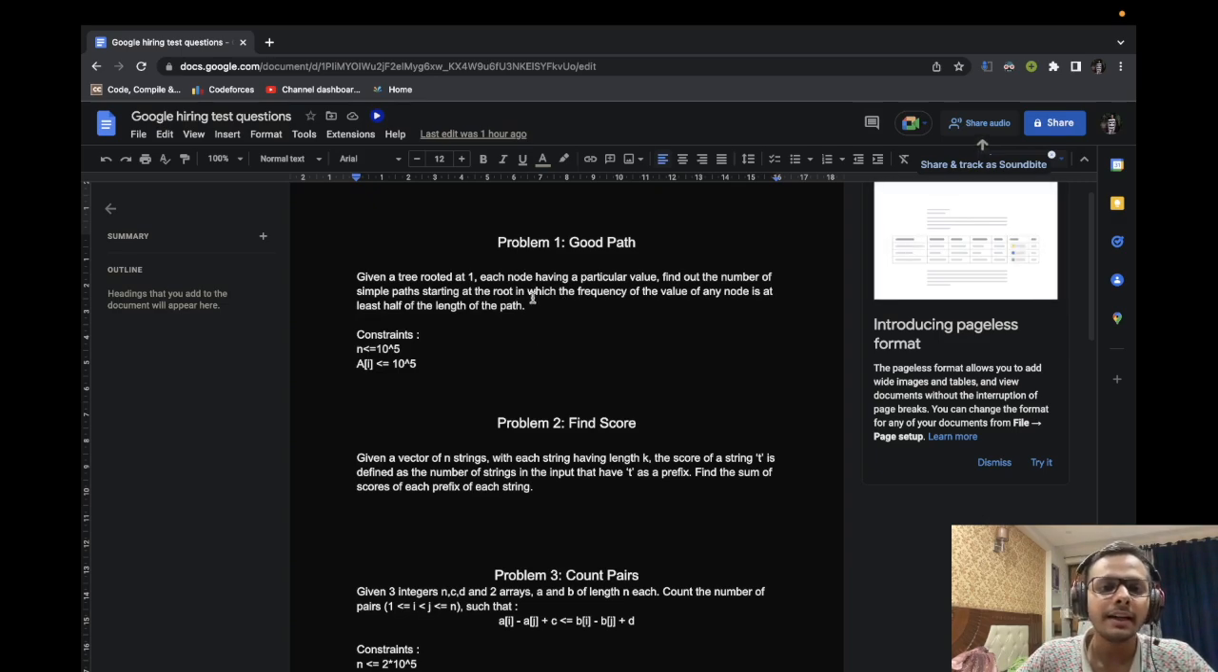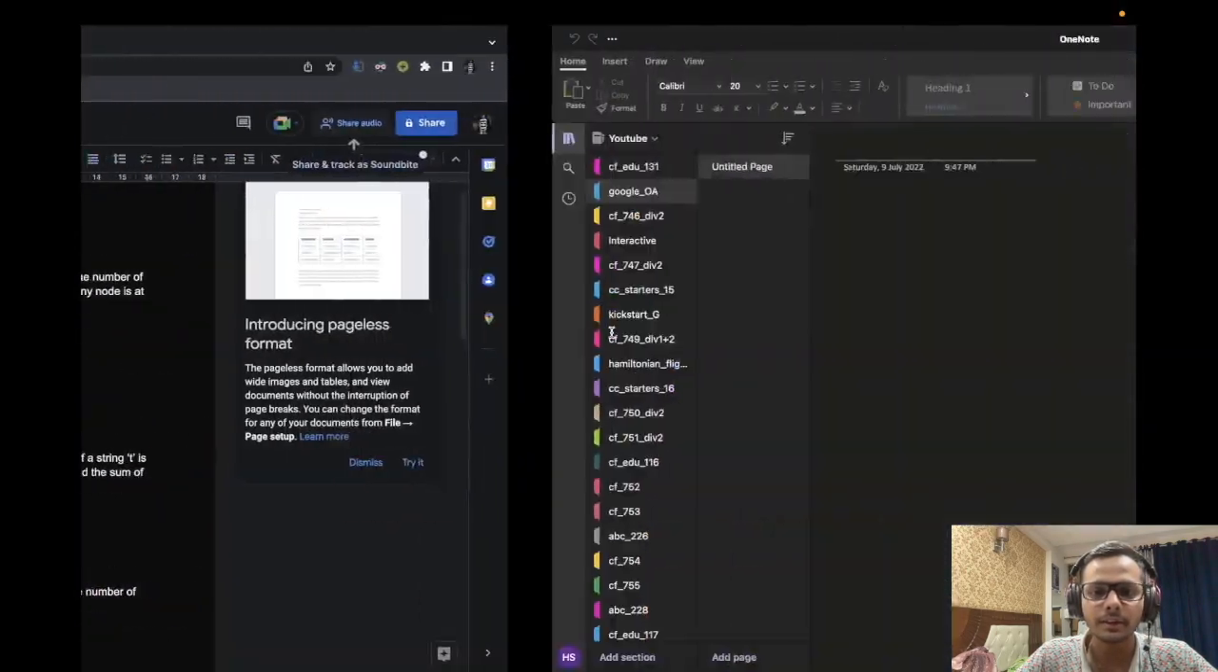The problem says that the frequency of any particular value in this path should be at least half of the length of the path, right? Now, how do we solve this problem? Let's look at the solution.